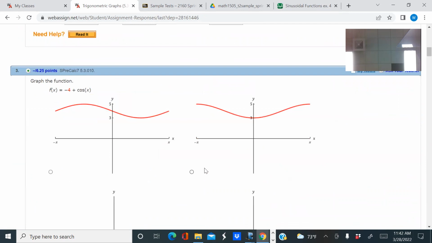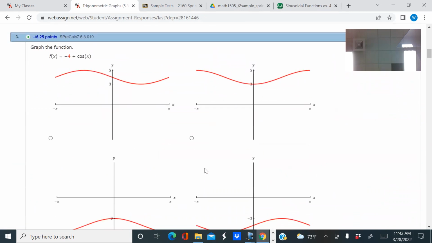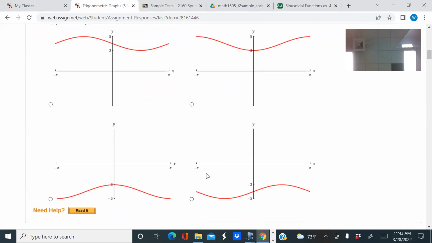So see, there's a lot of graphs here, right? Where they're just asking you what the graph looks like. So what is this graph going to look like? I think we can figure this one out pretty easily. That's just the cosine curve, but what have we done with it? We've shifted it down 4 units, right? And so which one of these looks like cosine shifted down 4 units?